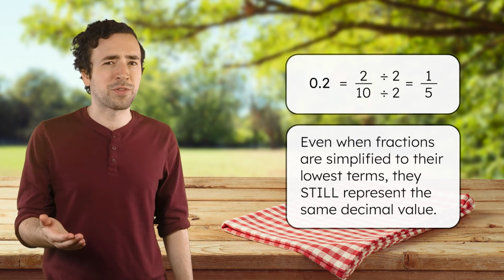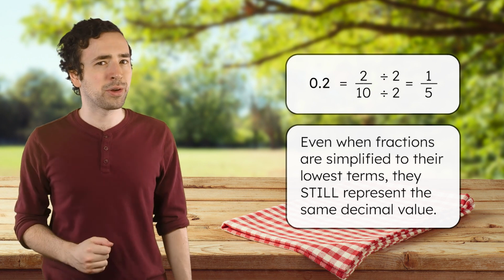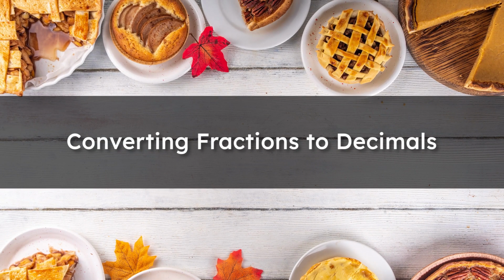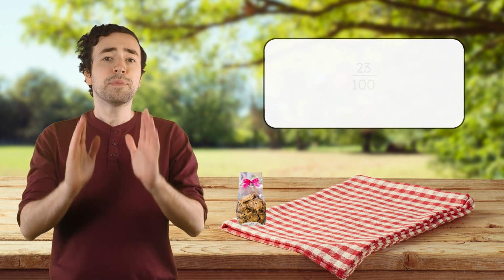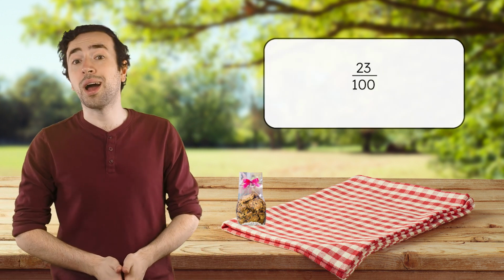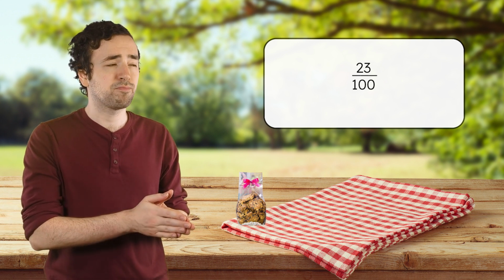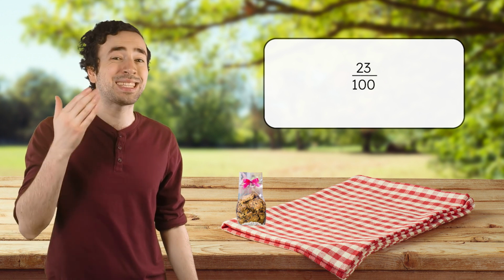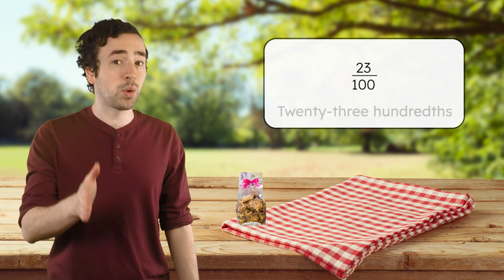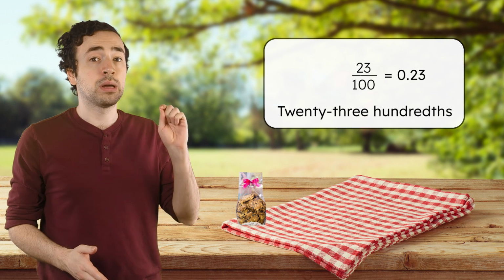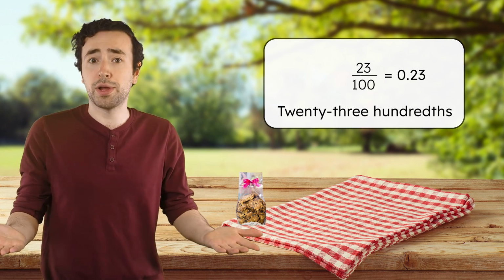So we know how to convert decimals to fractions. Can we go the other way? Converting a fraction to a decimal is similar to converting a decimal to a fraction. Try it out. If we have 23 out of 100 cookies left, how can we represent that as a decimal? Think about how to say this fraction. It's 23 hundredths, right? So we can show that as a decimal with a 0, decimal point, 23 hundredths.